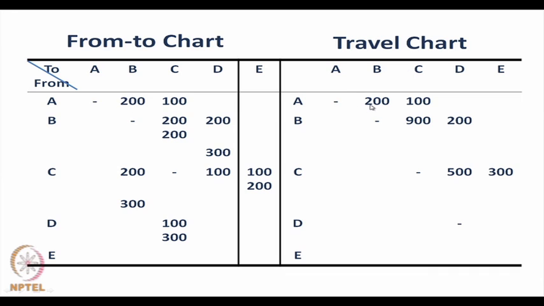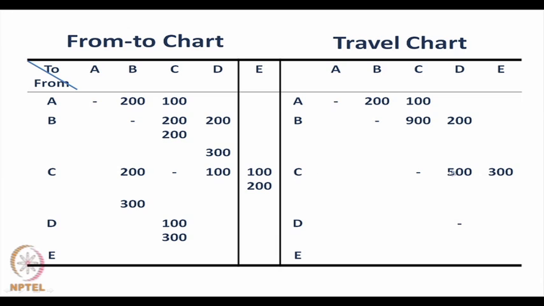A to B is 200 because there is nothing from B to A. A to C is 100 because there is nothing from C to A. B to C is 900 as I have calculated. B to D is 200 because there is nothing from D to B. Now, come to C. C to A there is nothing, because we have already taken care of it, therefore this is an upper triangular matrix. There is nothing below the diagonal; all the values are coming above the diagonal.